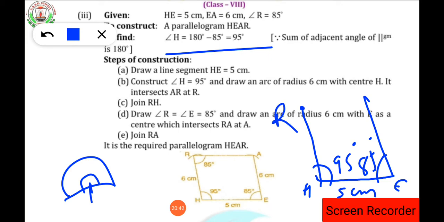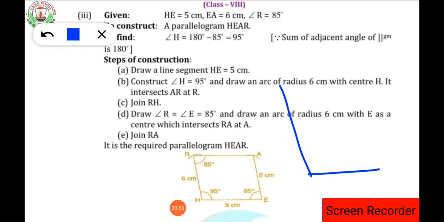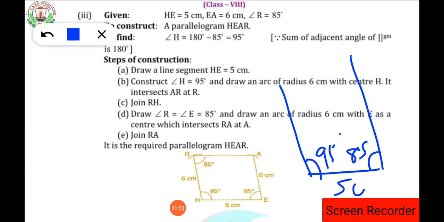After that, label them as R and A. Then you have to join RA. Now, how to join? Before joining the line segment RA, what you have to draw? You have to draw an arc. Suppose you have got 85 degrees here and 95 degrees here. Here the measurement is 5 centimeter. Name it as HE.